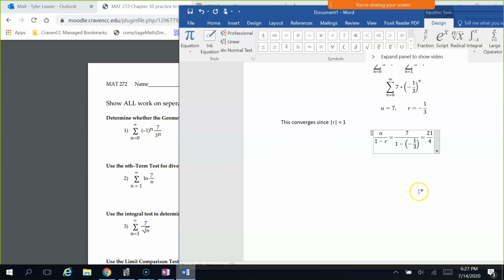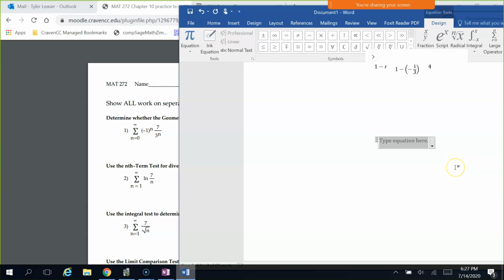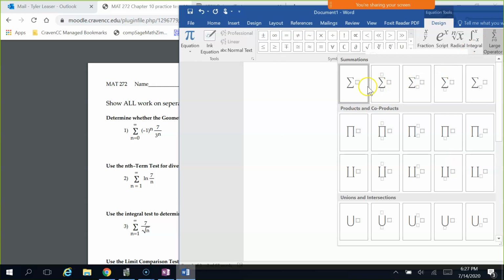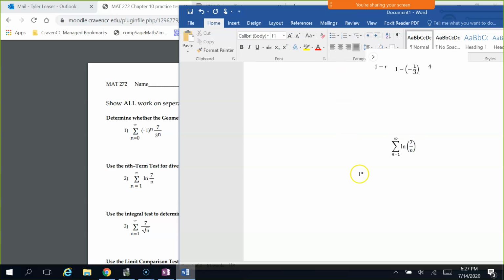Okay, let's try another one. So this next one's a pretty good one. This next one is asking you to test the convergence using the nth term test. So now we're going from 1 to infinity of the natural log of 7 over n. Okay, so this one's good just because it's kind of hard and it's not obvious.